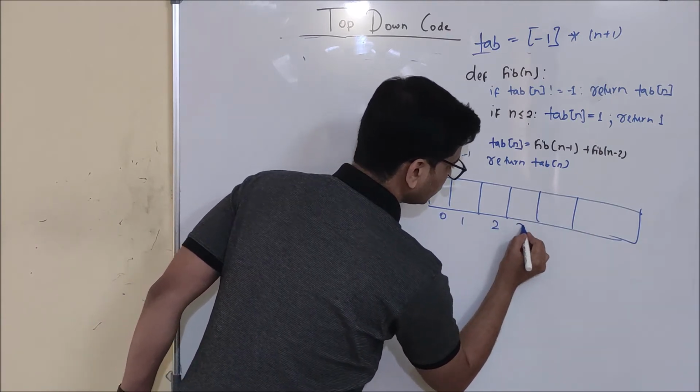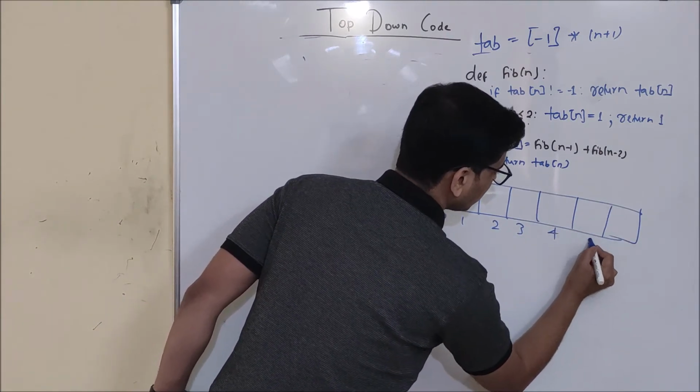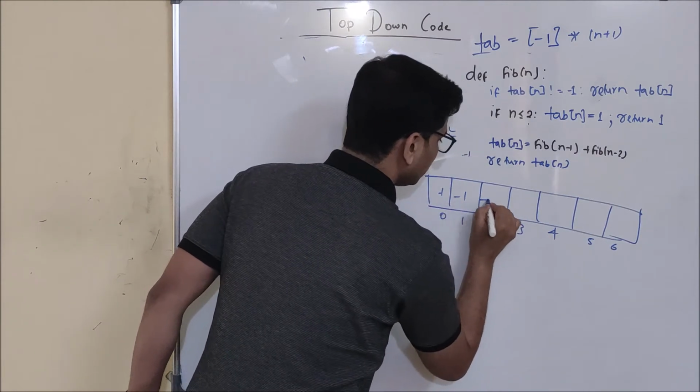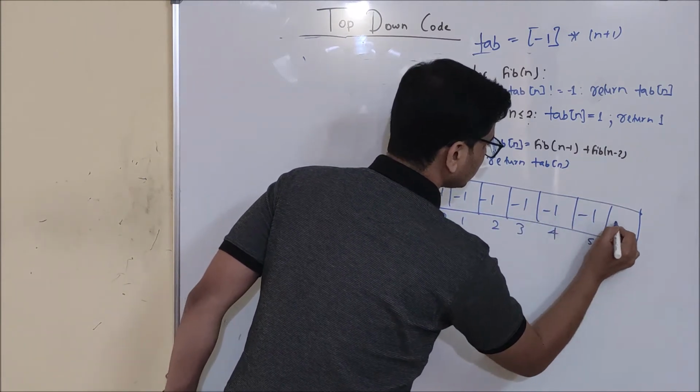Zero, 1, 2, 3, 4, 5 and 6. Every value will be initialized with -1.